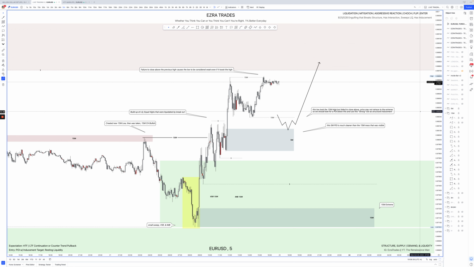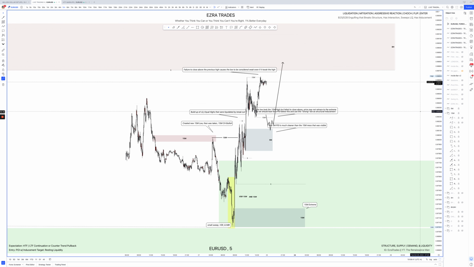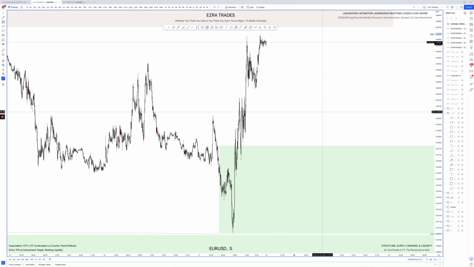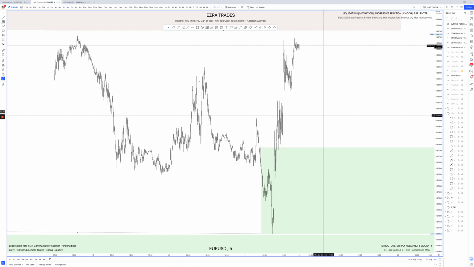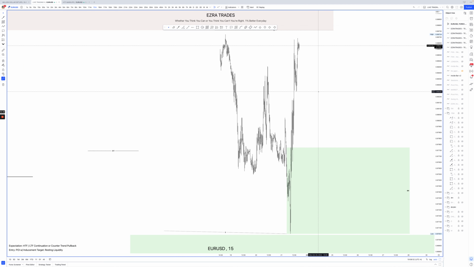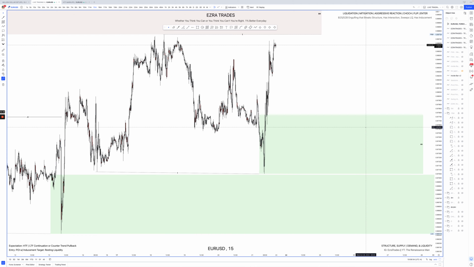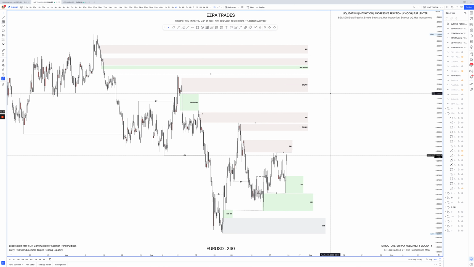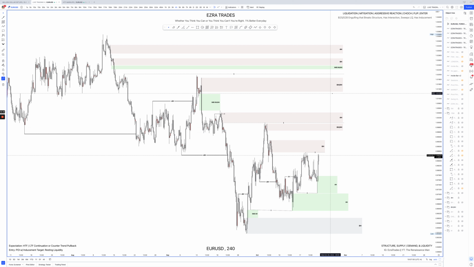So just keeping that in mind, we have to remember that higher time frame POIs are going to hold better than lower time frame POIs. An 8-hour supply zone is going to be stronger than a 15-minute demand zone. So we want to be very cautious and make sure our expectations are realistic for whatever we are coming across. So hopefully this video made sense.